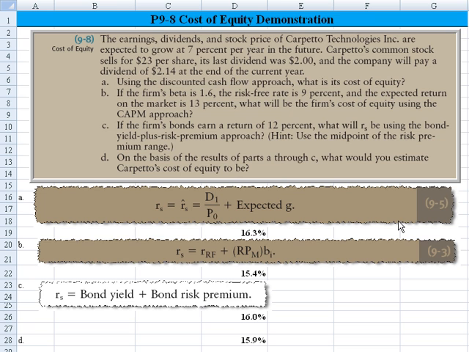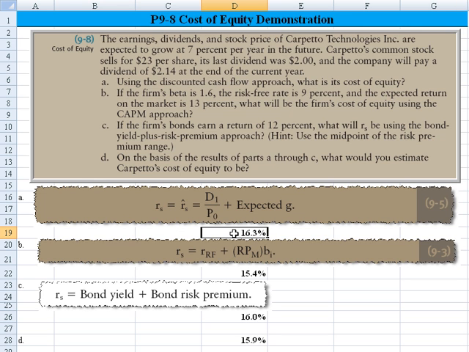And A asks us to use the discounted cash flow approach and determine its cost of equity. Okay, well, to solve A, we're using this formula in front of you, which says the expected cost of equity is equal to the dividend at the end of the next year divided by the current price plus any expected growth.